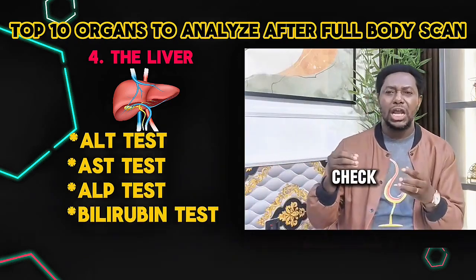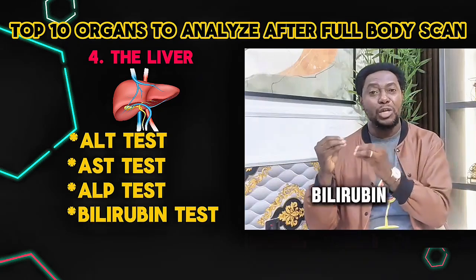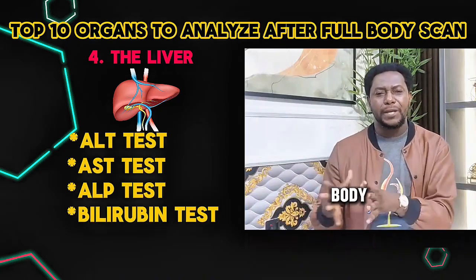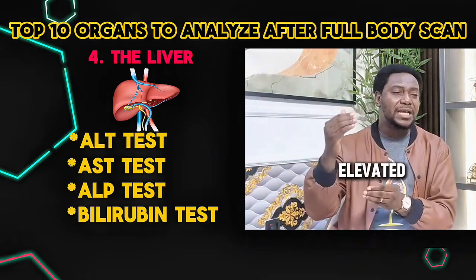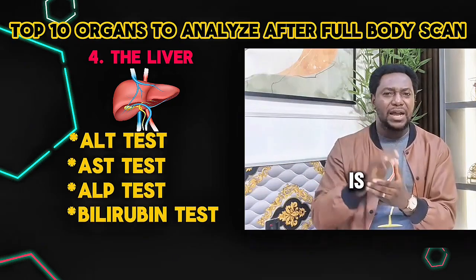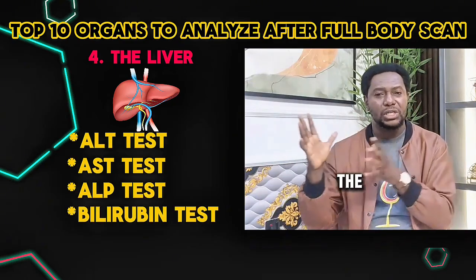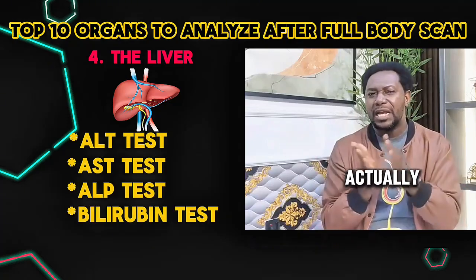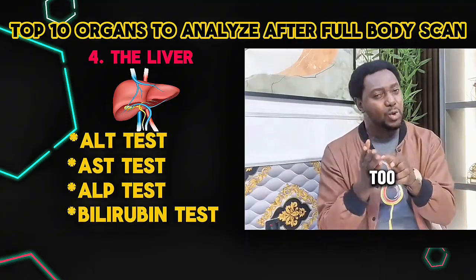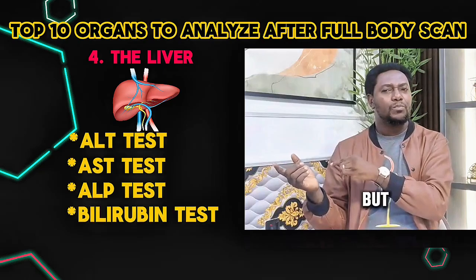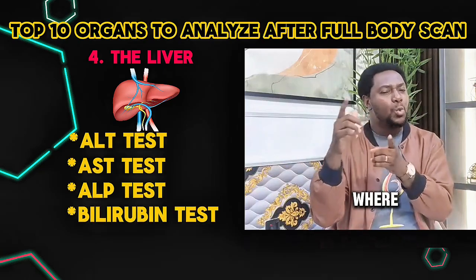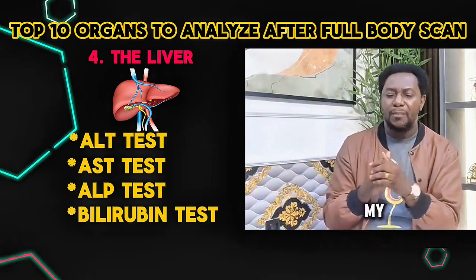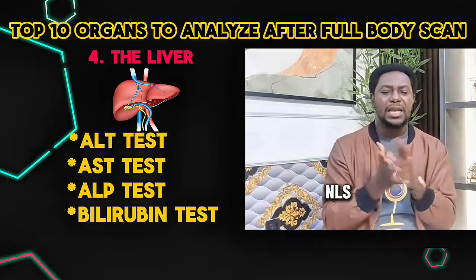You're trying to check for levels of bilirubin in the body. Right? If they are elevated, it's showing that the liver is not functioning well. There's damage to the liver. Right? So those are liver function tests. And the amazing thing is that you can actually get all this information in your NLS device, but you need to understand where to check when you subscribe for my online masterclass course in the NLS device.